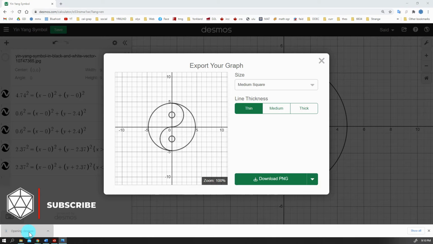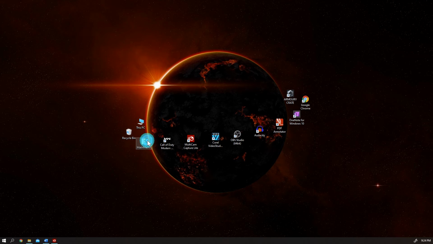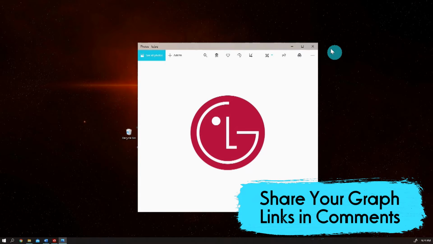Okay, now it's time for you to try. Find a picture, a logo with circles and straight lines, then graph it. I'm gonna give you two as homework. Try graphing these two. Just search for Dell and LG, find their logos online, and try graphing. Please share the links below and let me see. Just try, and you will definitely like it.